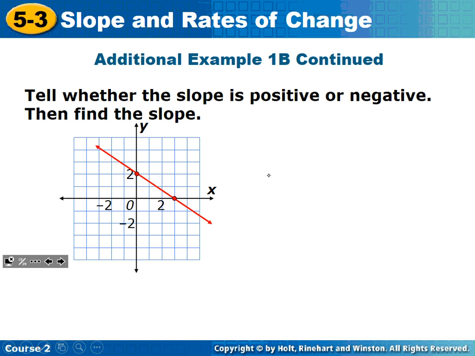Next, we need to find the slope. So we've got to find two spots where it crosses. Right there. It's crossing right here. It's crossing right there. Two intersections.